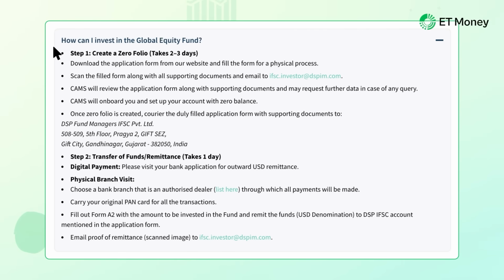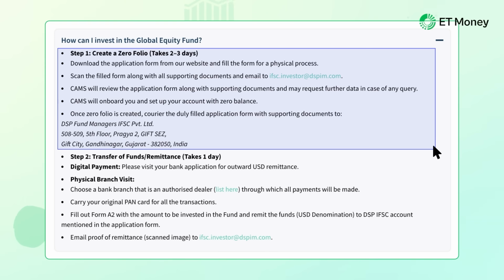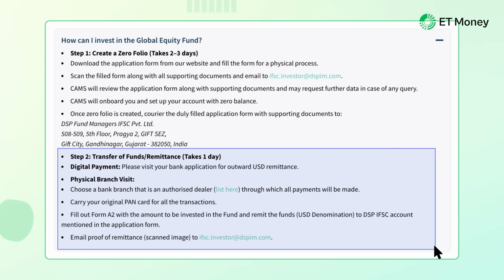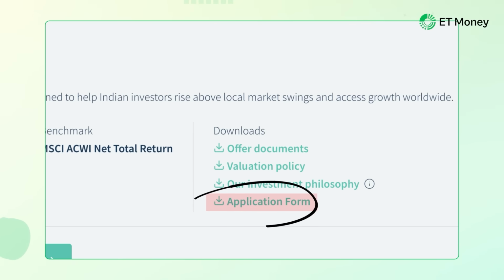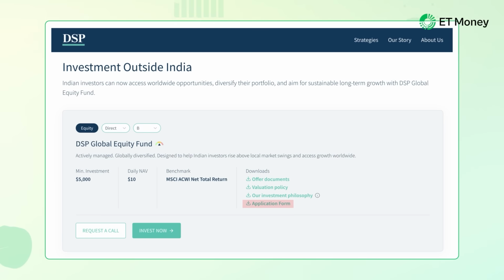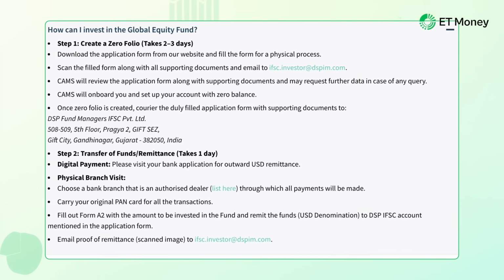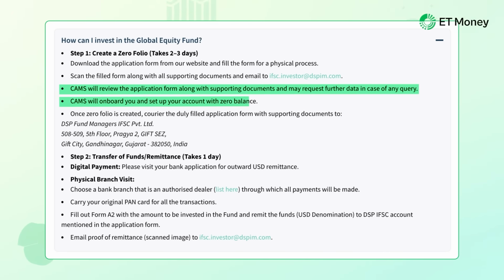There are broadly 2 steps to the investment process: creating a zero folio with DSP IFSC and transferring funds to the Global Equity Fund. Now, to create a zero folio, you need to download the application from DSP IFSC's website. You will need to fill out the form and mail it to DSP IFSC. This form will then be reviewed by CAMS and a zero folio will be created in T+2 days from the time of receiving correct documentation.